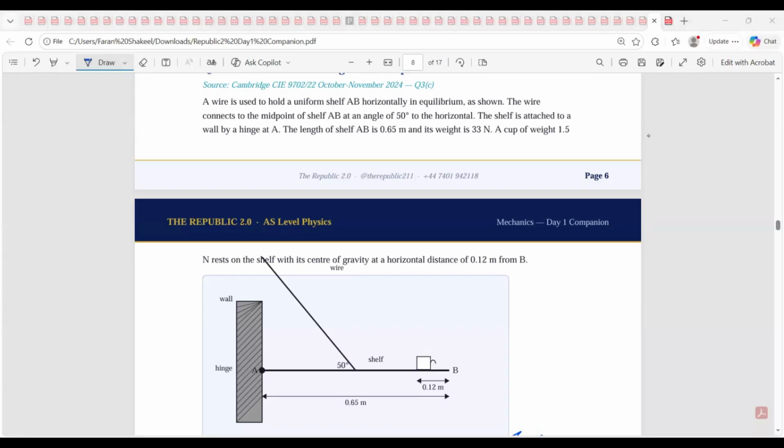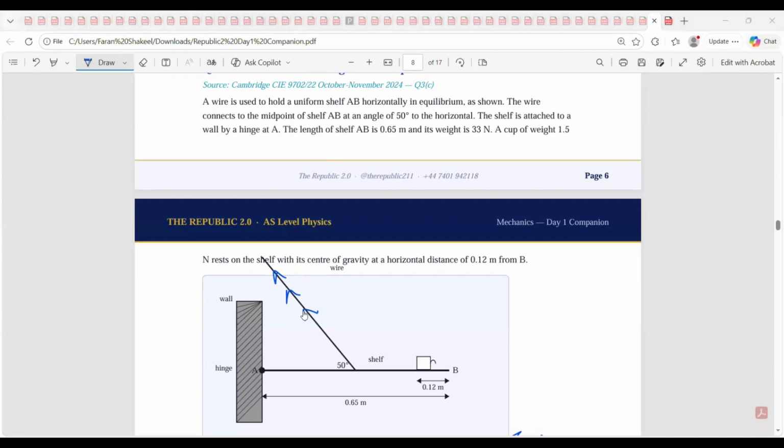Gee, Bilal, what do you think about it? How can we calculate the tension in this string, this one? We're going to use cos 50 now. We'll use cos 50, and then times it by the distance.